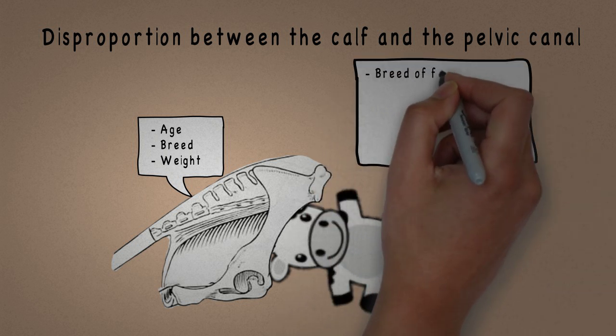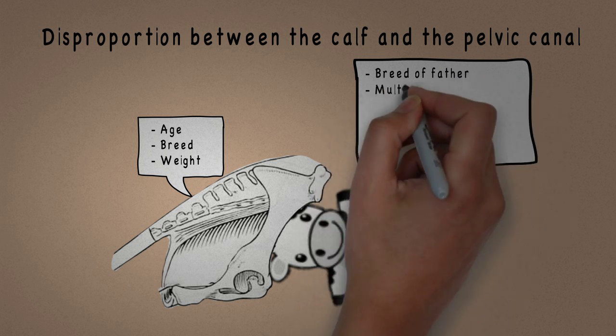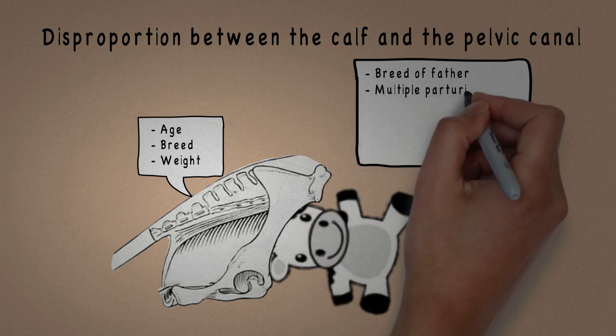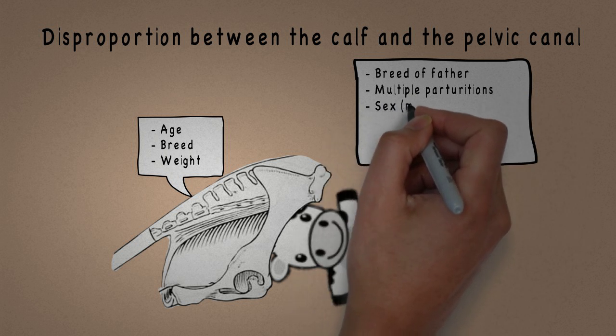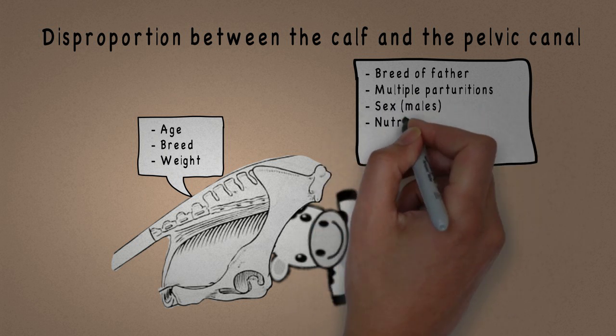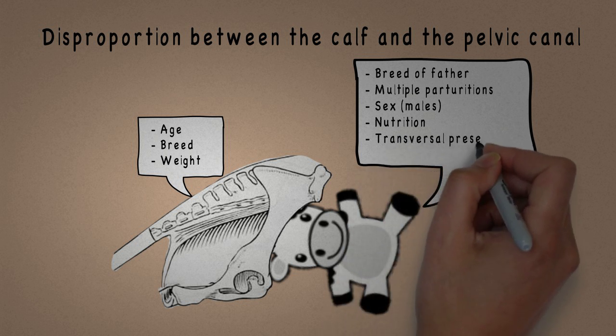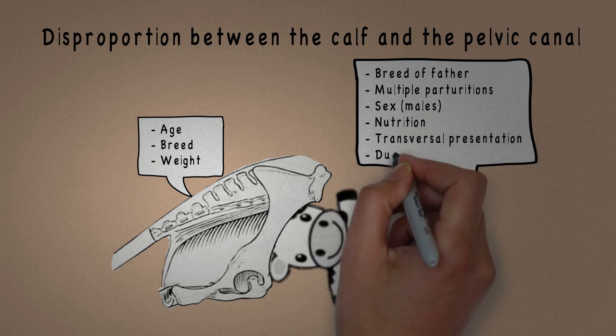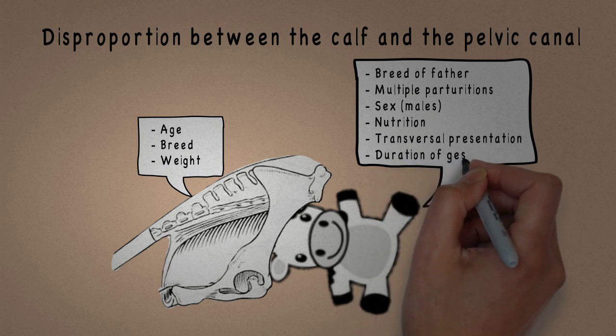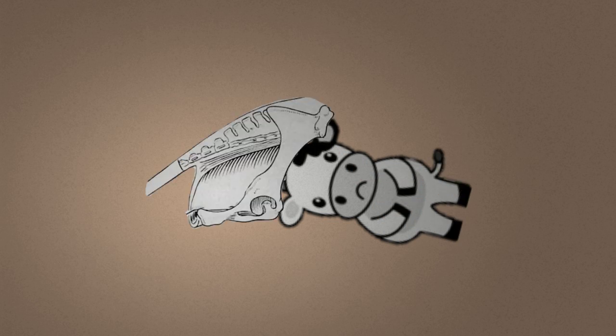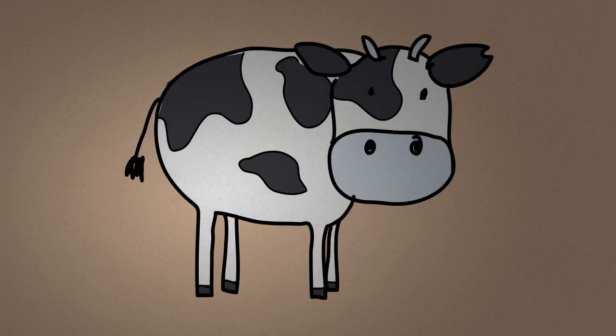the number of gestations of the mother, it's more common in multiple parturition, the sex of the fetus, it's more common in male calves, the nutrition of the cow, it's more common for obese cows to have bigger calves, the transverse presentation of the fetus, and the duration of the gestation. In case the calf is too big to pass through the pelvic canal, the dystocias will require surgical treatment.